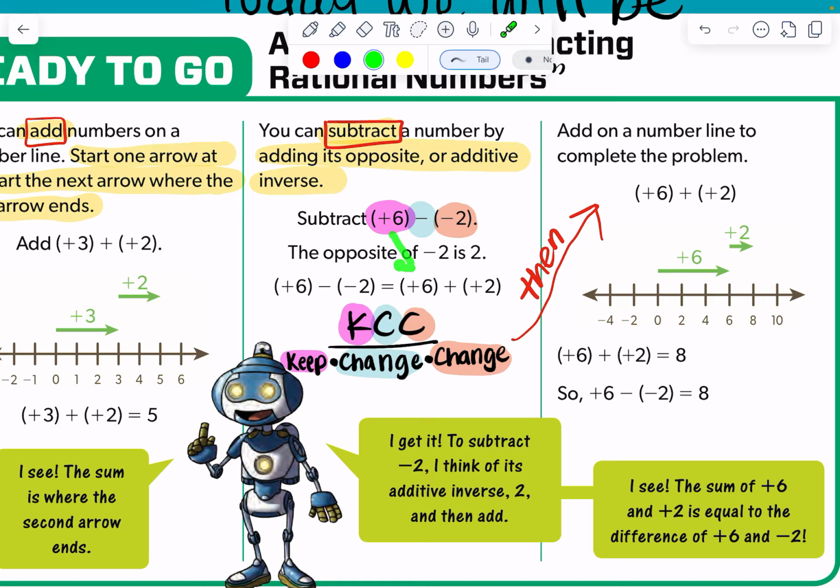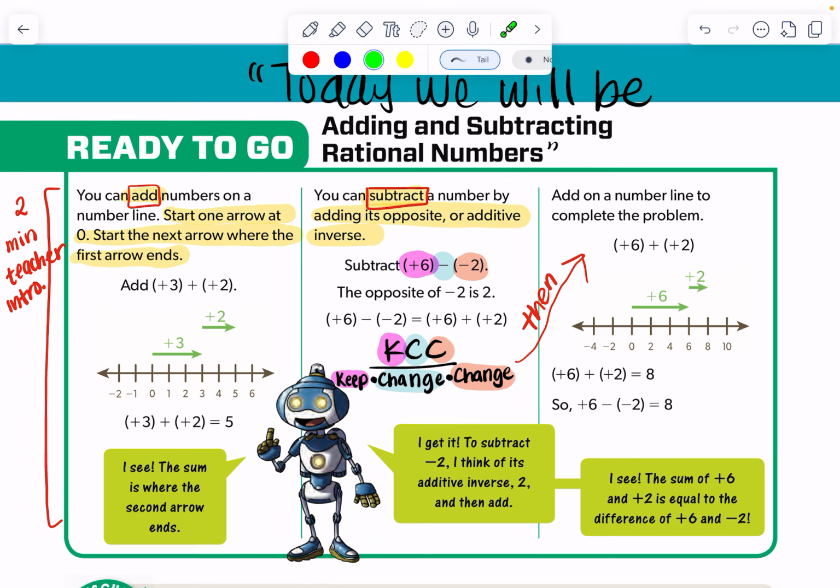We're keeping the first, changing the subtraction sign to an addition sign. That's always going to stay the same because in subtraction we are doing the additive inverse. So subtraction will always turn to addition. And then we're changing the second subtrahend into its opposite. So before was subtraction, now it's addition. So essentially this is our new equation, 6 plus 2, which looks very similar to this.